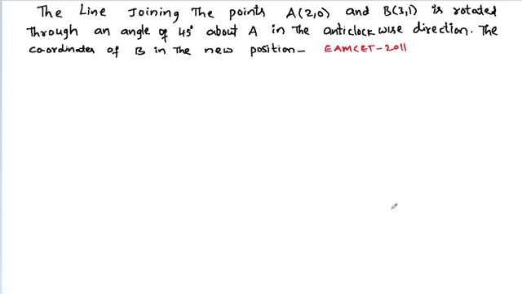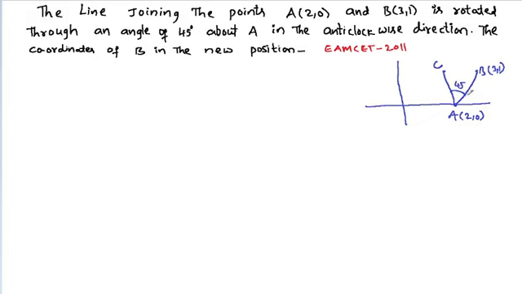The line joining the points capital A 2 comma 0 and capital B 3 comma 1 is rotated through an angle of 45 degrees about A in the anti-clockwise direction. Find the coordinates of B in the new position. These are the coordinate axes. Here the point capital A 2 comma 0 lies on the x-axis and this is the point B 3 comma 1. The line AB is rotated through an angle 45 degrees. Then the coordinates of the new position is C. So this angle is 45 degrees.